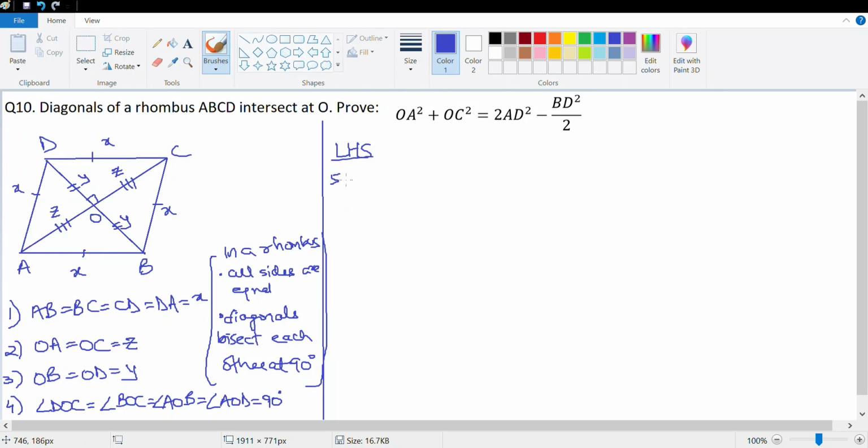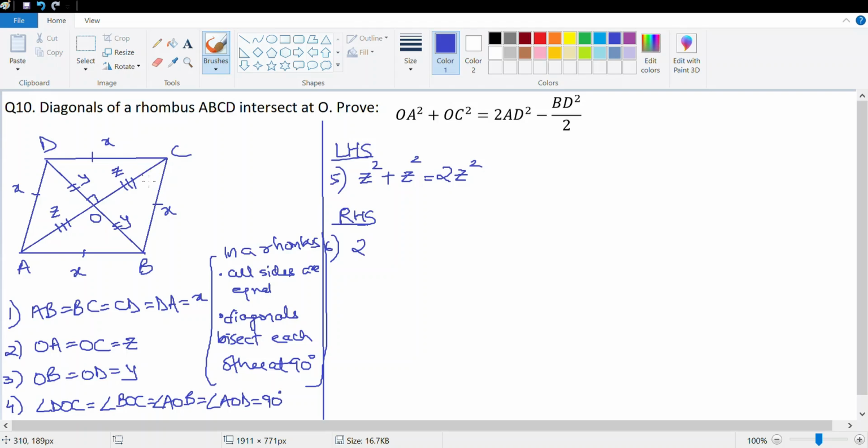So left hand side here is OA square plus OC square. OA square is equal to Z square, and OC square is also equal to Z square. So this is equal to 2 times Z square. Let's see if we can get the right hand side also equal to 2 times Z square.